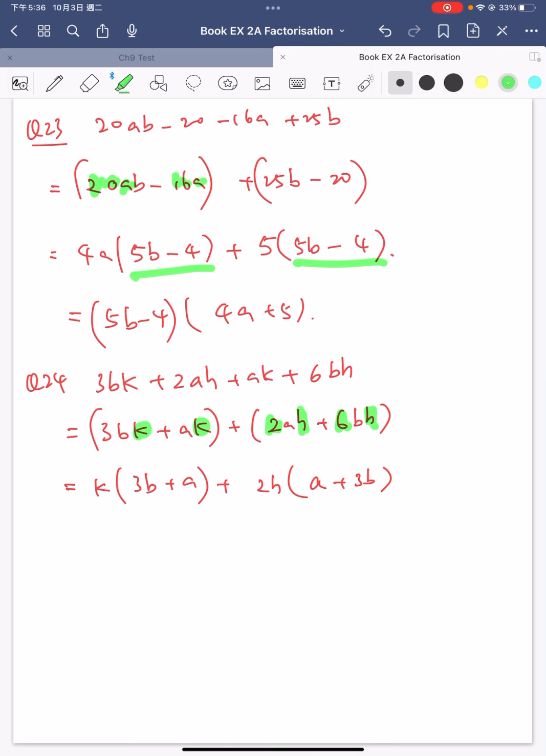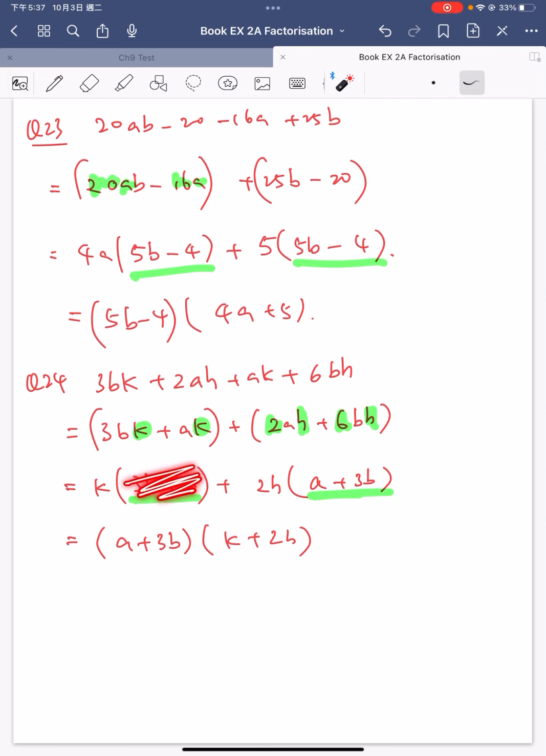So now we can say 3b + a and a + 3b are the same common factor. We can take that out, so we have (a + 3b) times (k + 2h). As we take out 3b + a, then what we have left is the k, keep the plus, take out a + 3b, what we have left is the 2h. So that's for question 24.